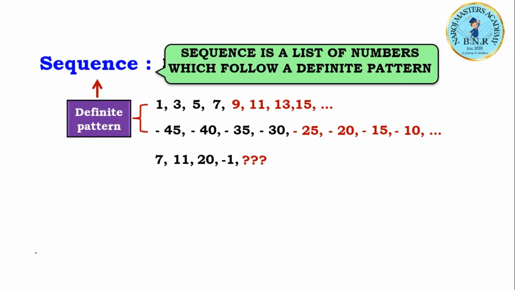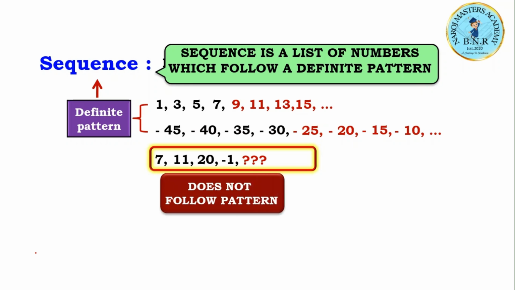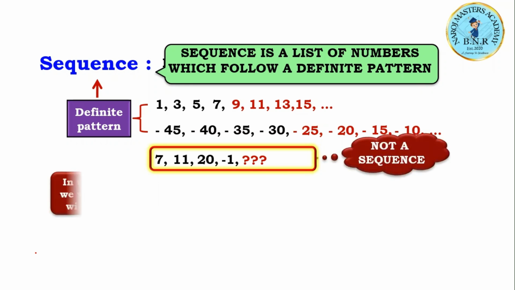So what is the definition of sequence? A sequence is a list of numbers which follow a definite pattern. The first two follow a definite pattern, so we can call them sequences. The last one is not a sequence, as it does not follow a pattern. In this chapter, we'll deal only with sequences. Arithmetic progression always deals only with sequences.